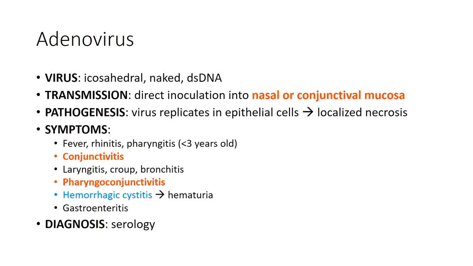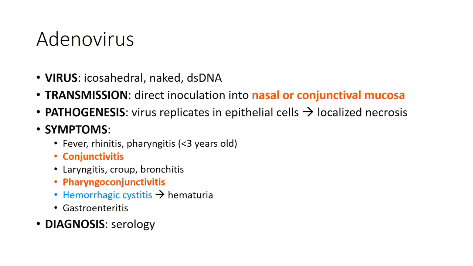So next is adenovirus. Just a quick recap on this guy. We talked about this before. Remember, it's a double-stranded DNA virus. It's naked, icosahedral, and usually causes nasal or conjunctival mucosal infections. Pathogenesis: it replicates in epithelial cells, and it can cause localized necrosis.